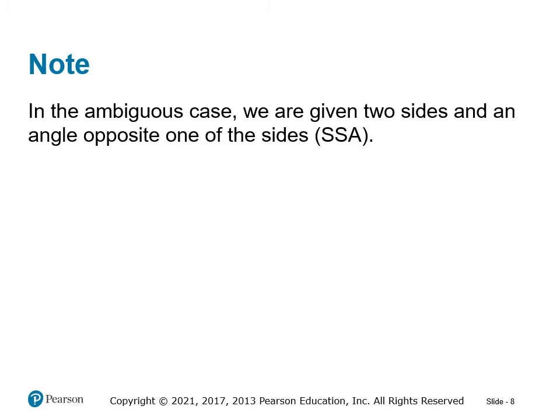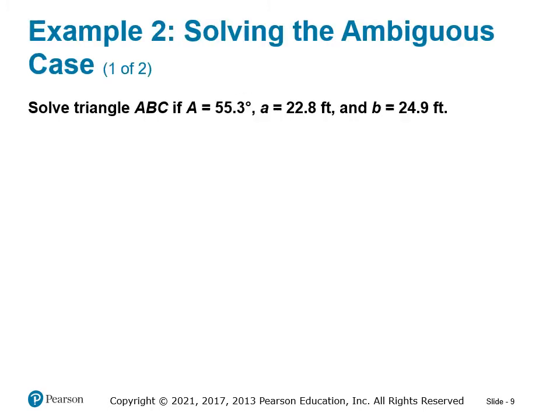We've already mentioned this. I'm not sure why this slide is here. I should have taken it out. In the ambiguous case, we are given two sides and an angle opposite one of the sides. Side-side-angle. Okay. Let's look at another case.